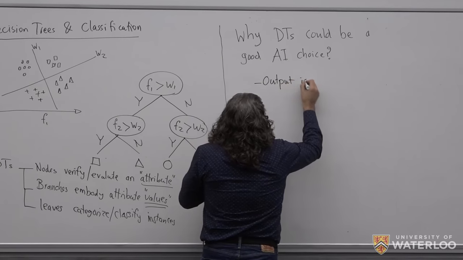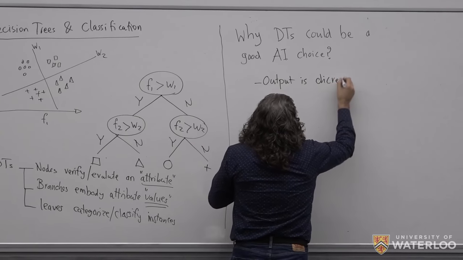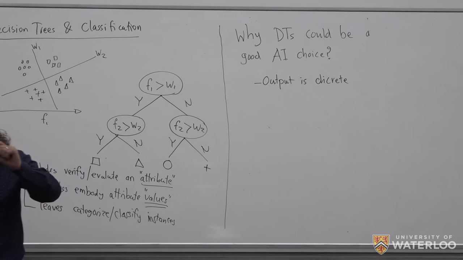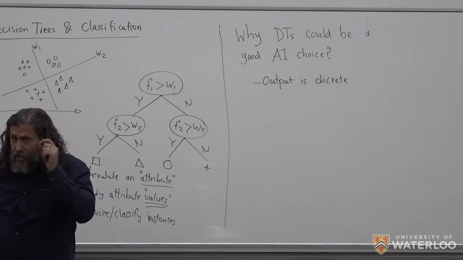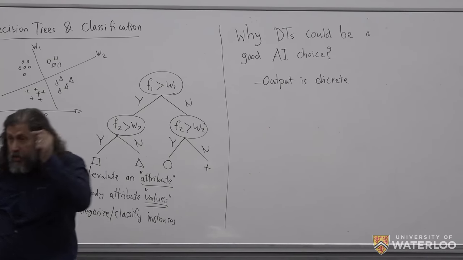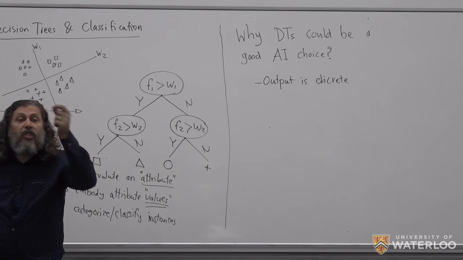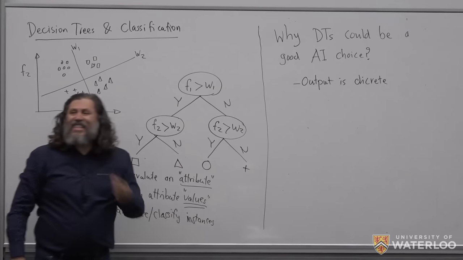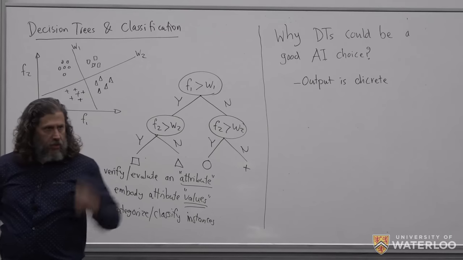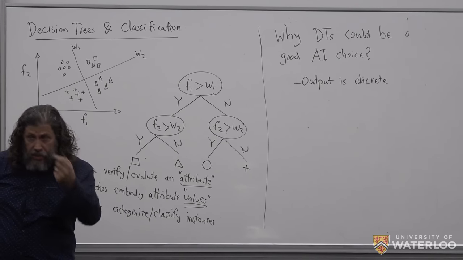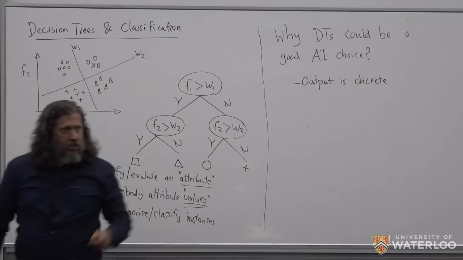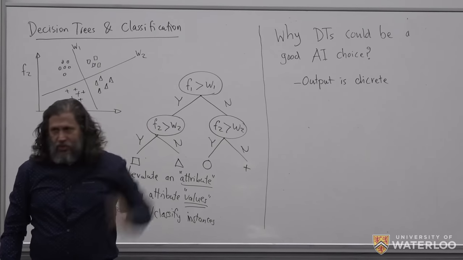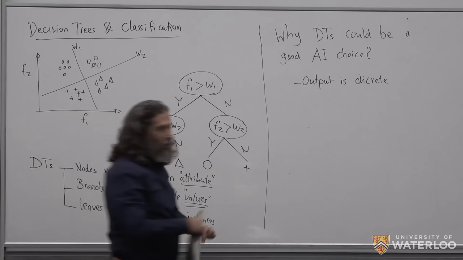Output is discrete. That could be a nice feature for some applications. The output is discrete. I don't need an estimation. I don't need a probability. I know the likelihood. I need a discrete number. Tell me yes or no. Tell me it is this, it is this, it is this. The output is discrete. If I see an application where the output is discrete, first thing I think is not neural network. First thing that comes to my mind is, oh, decision trees. Could be a good choice.